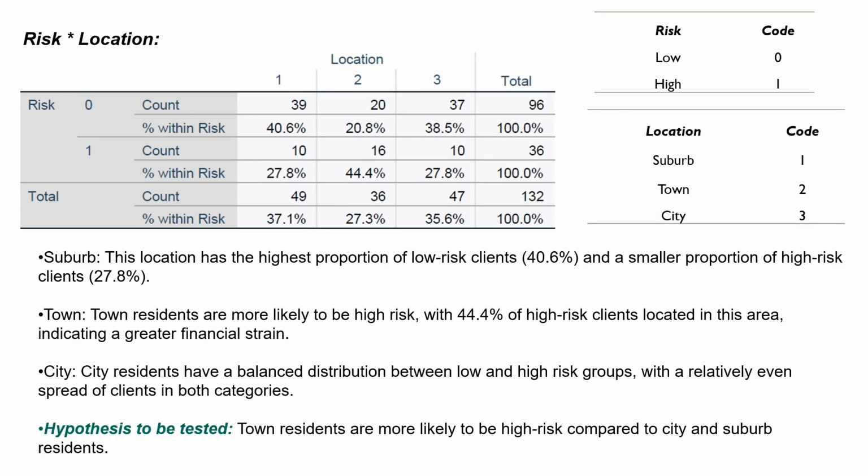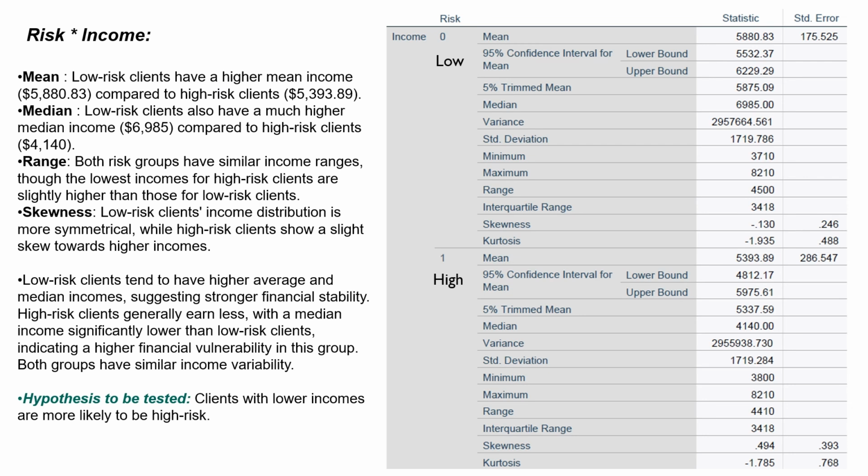Next, we examined the relationship between location and client risk levels. Our analysis indicated that town residents represent the largest proportion of high-risk clients, prompting us to test the hypothesis that town residents are more likely to be high risk compared to those residing in cities or suburbs. We then analyzed income levels and concluded that low-risk clients tend to have a higher average income. This observation led us to hypothesize that clients with lower incomes are more likely to be high risk.